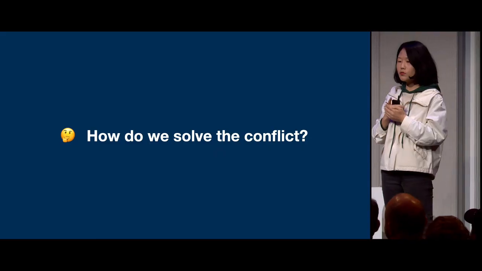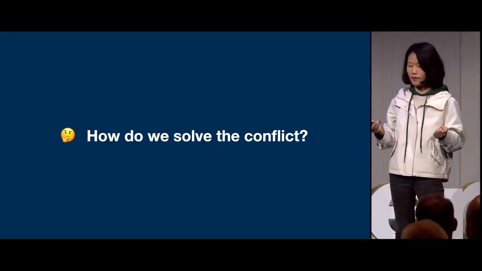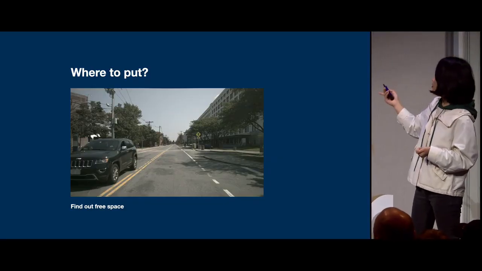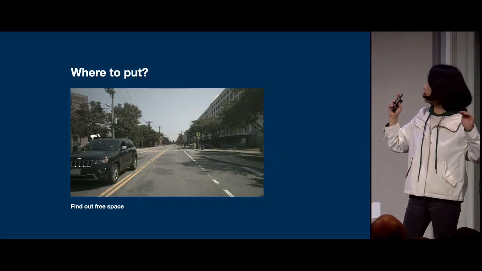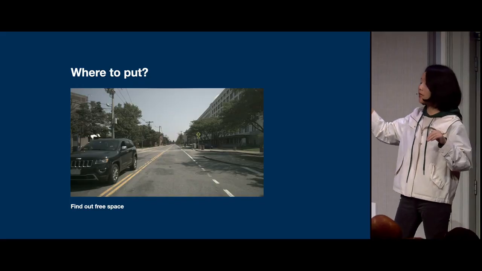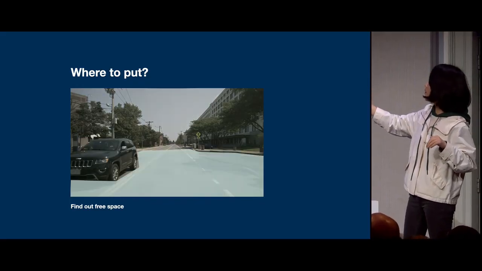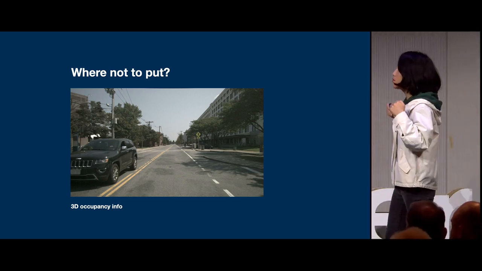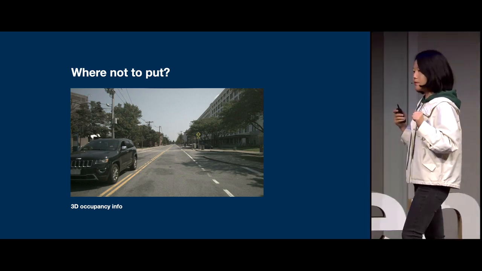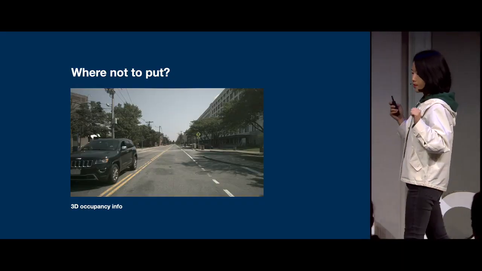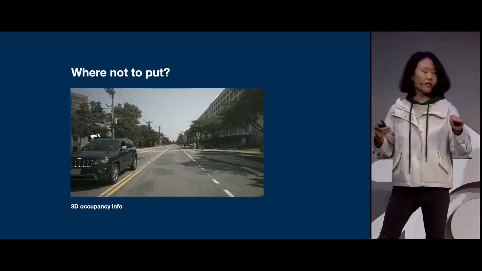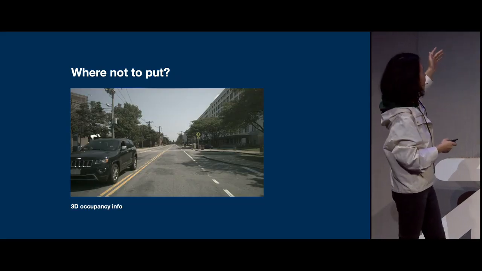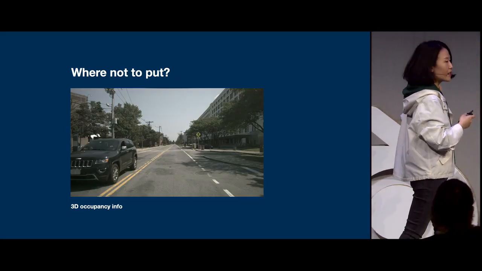There are two general ways of thinking about the solution. The first one is we find out where to put. We find out the free space so that we can put anything within this space. The second solution is that we find out where we should not put, because this place has been taken by real-world objects. That means we need the 3D occupancy info in this real scene. How do we get this kind of data?